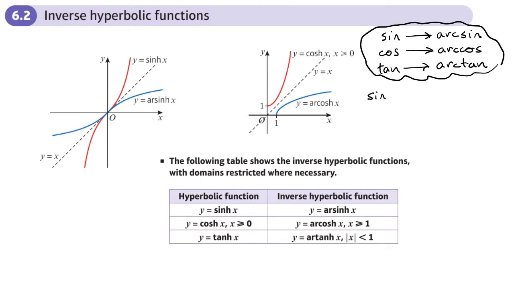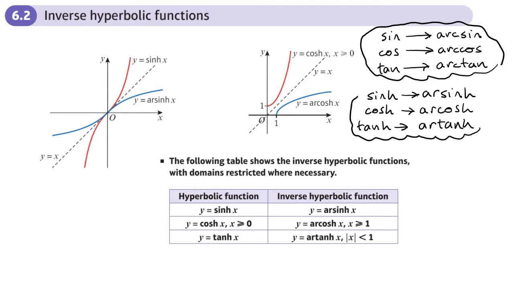Now, sinh is arsinh, but we don't put the c in, just put arsinh like that. Cosh's inverse is arcosh, and tanh, its inverse is going to be arc. Oops, I must put the extra c in there. Artanh, like that. Okay, so these are the inverses.